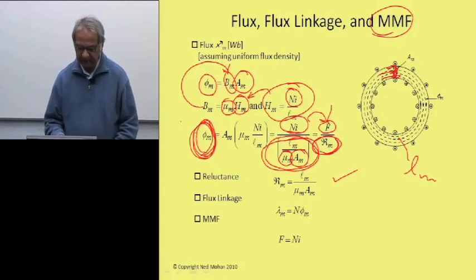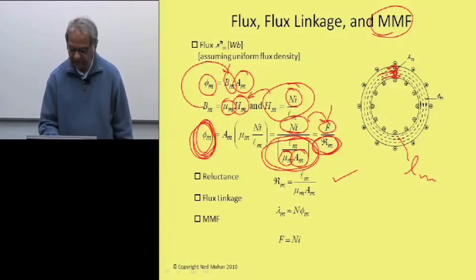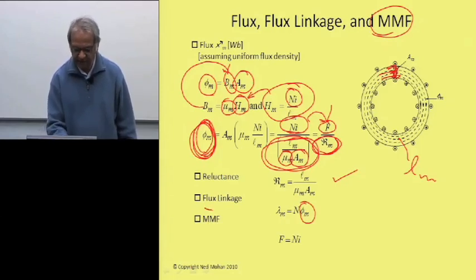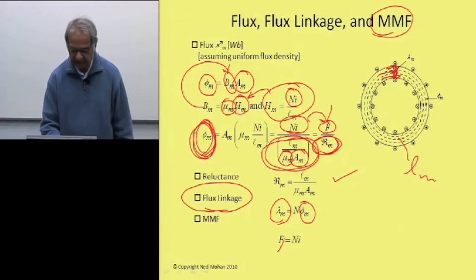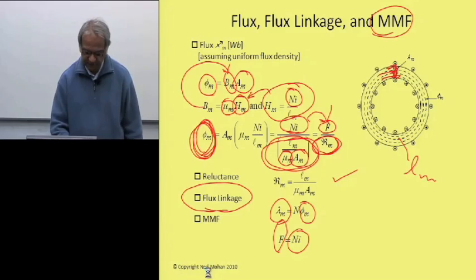The other thing is that this flux phi sub m is linking all N turns, so we define another quantity called flux linkage, which is lambda sub m. And as I mentioned to you earlier, the MMF is defined by this quantity F, which is the same thing as the Ampere turns acting on this core.